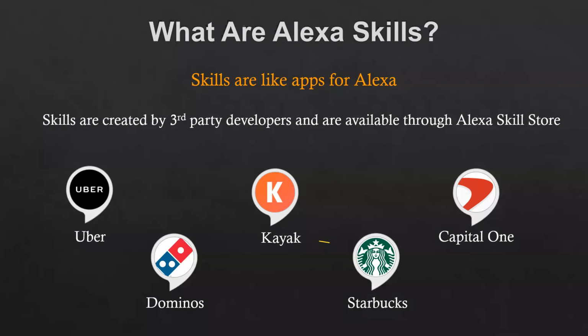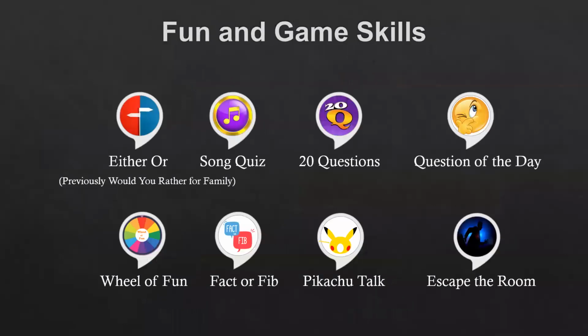Users can access these apps by saying Alexa, open, followed by the skill name. Like you can access Uber by saying Alexa, open Uber. So here are some fun skills like Either Or, Wheel of Fun, Song Quiz, Fact or Fib, and I created a skill called Name the Show, which was also a quiz skill, and it was fun and a game quiz.